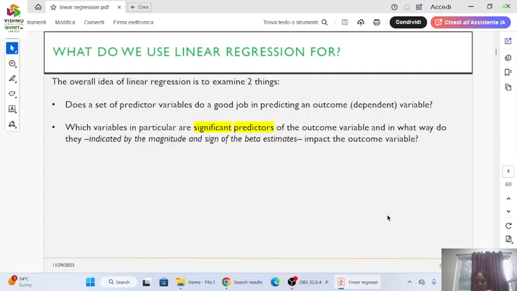What do we use linear regression for? The overall idea of linear regression is to estimate two things. First, does a set of predictor variables do a good job in predicting the outcome of the dependent variable? And second, which variables in particular are significant predictors of the outcome variable? We can indicate this by the magnitude and sign of the beta estimates and their impact on the outcome variable.